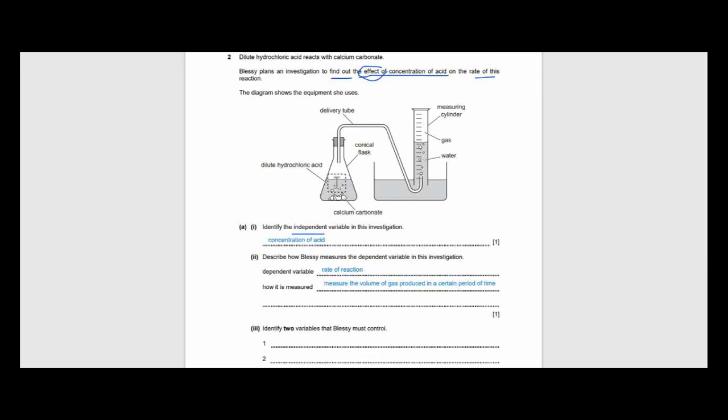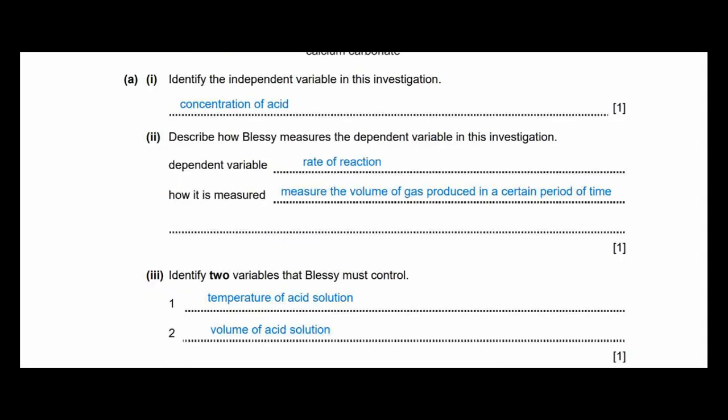10 seconds from now. 10, 9, 8, 7, 6, 5, 4, 3, 2, 1. Well, have we finished? Let's open up the answer. Well, the answer is the temperature of the acid solution and the volume of the acid solution. The answer for this may vary.